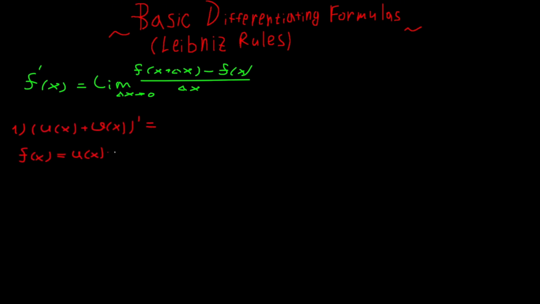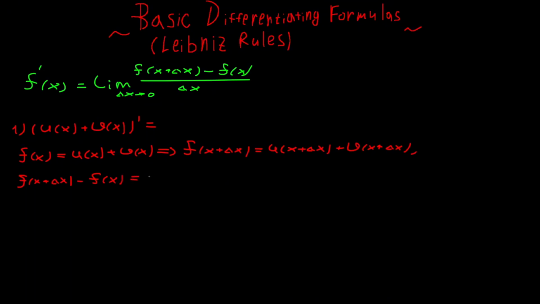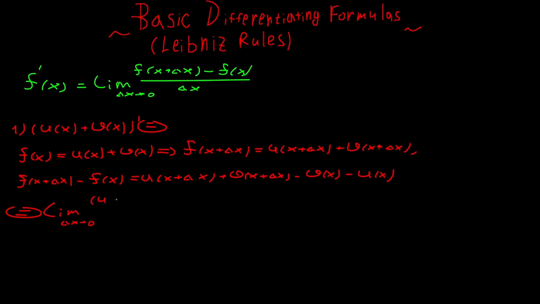To calculate this, we have to bring the given function to the form of the numerator in the definition of a derivative. Just like that, we're getting an equation for the change in the function's value. Now, according to the definition of a derivative, let's rewrite this as a limit and combine u's and v's.